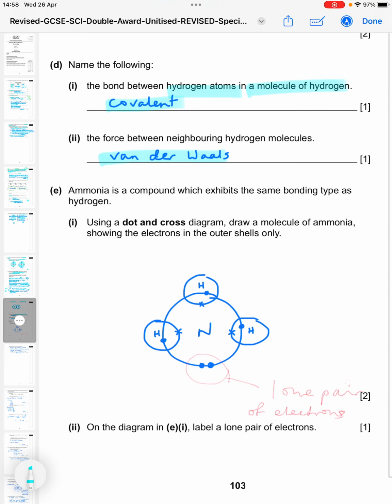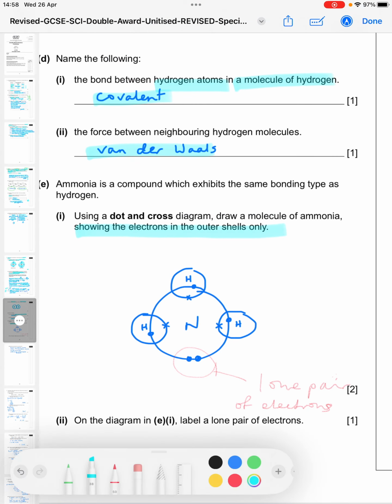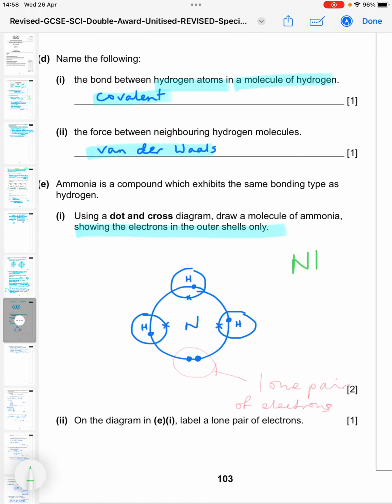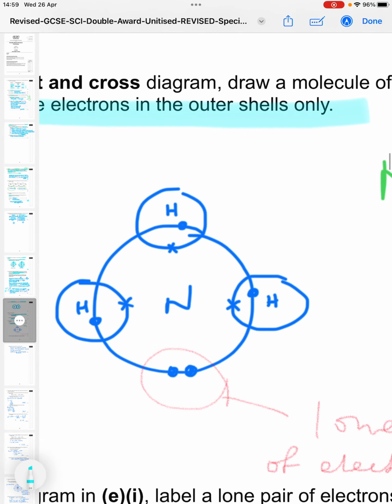So using a dot and cross diagram, draw a molecule of ammonia showing the electrons in the outer shells only. So ammonia is NH3. Now that's one that you should know from the course, and I would recommend that you learn those. Ammonia, the hydrogen one, HCl, water, methane, and so on. But ammonia seems to come up quite a bit.